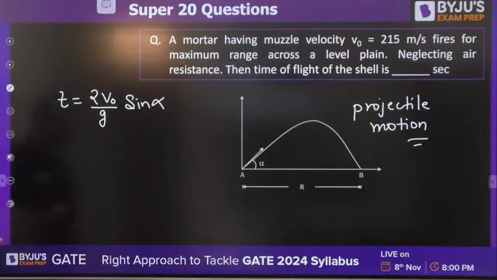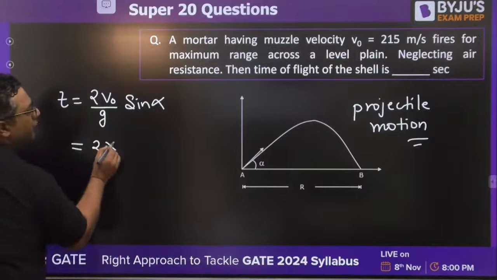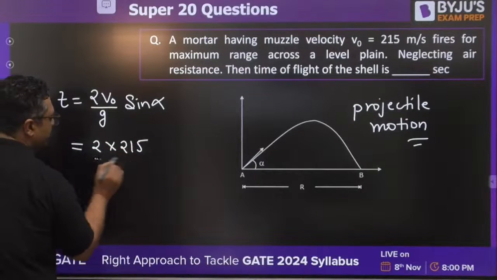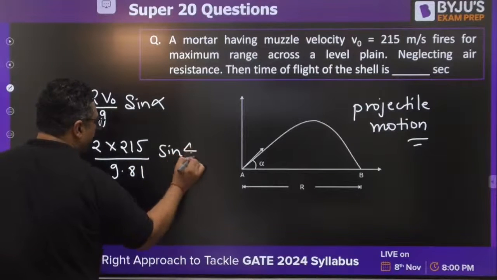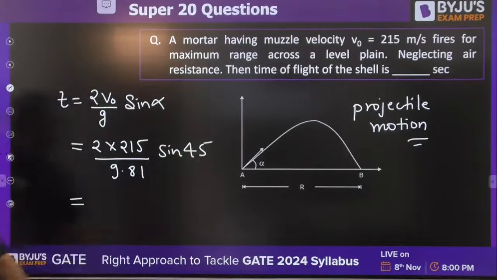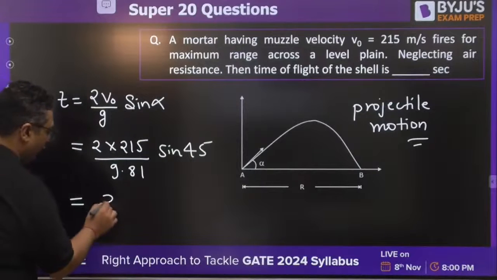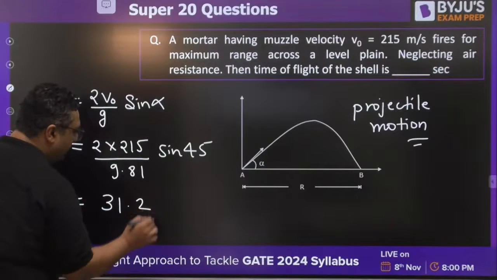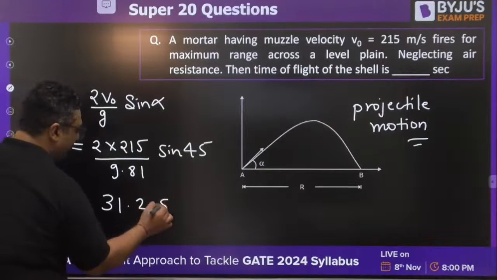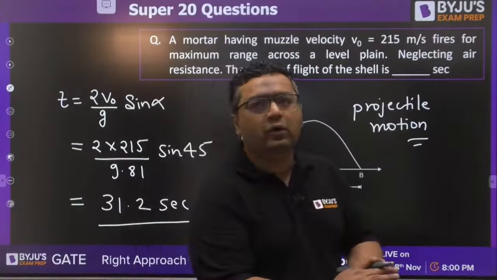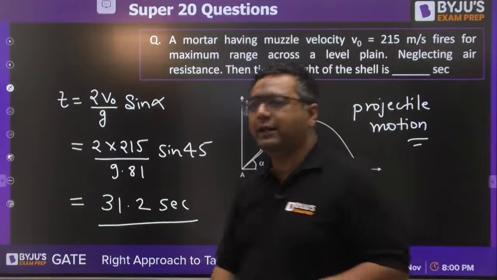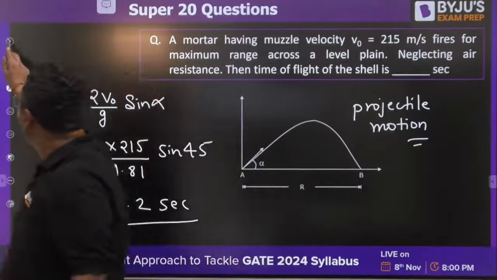If you see, they have given the value of v0 and you know the value of g. 2 into 215, g is 9.81, and it is sine 45. So by solving, you will be getting the answer equal to 31.2. Very good, Hania Amir. The answer will be 31.2 seconds. That is correct. Very good, Hania Amir. Very good, Vineet. You are doing really well.